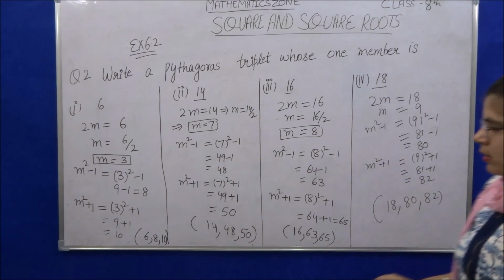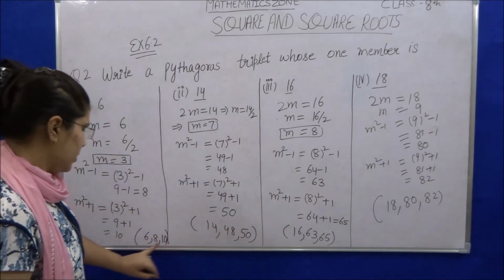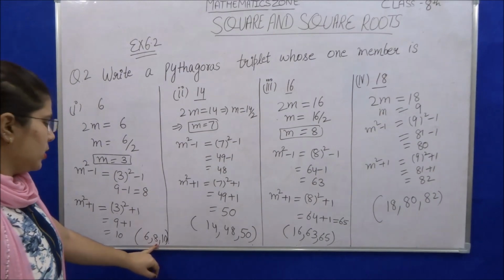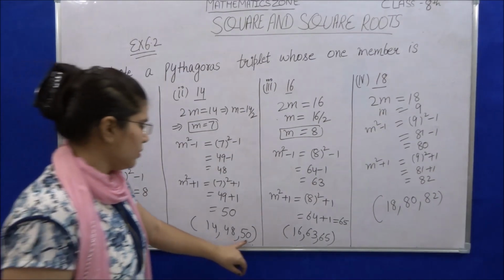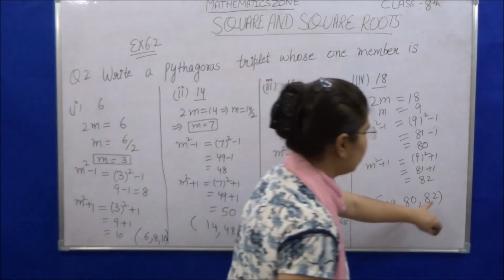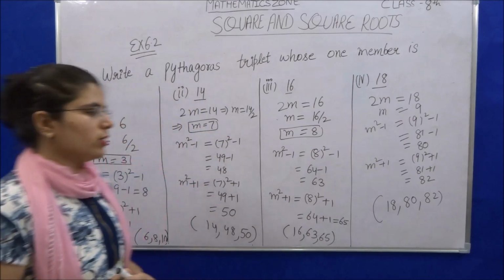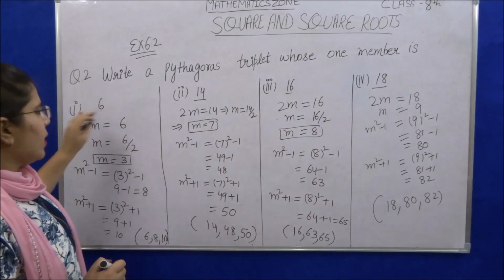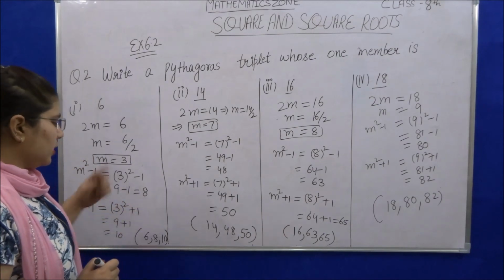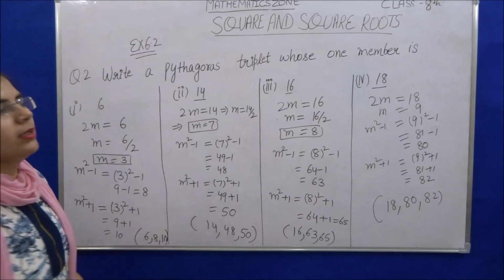So now here if we look at these numbers carefully, then the difference of the second and third number will be 2. 8 plus 2 is 10, 48 plus 2 is 50, 63 plus 2 is 65, 80 plus 2 is 82. So if one number is given, by putting it in the formula we can find the second number, and the third number will ultimately be 2 more than the second number. That's all.